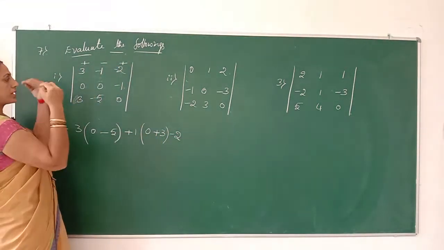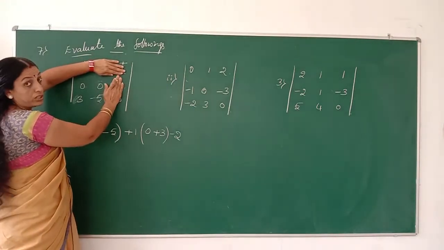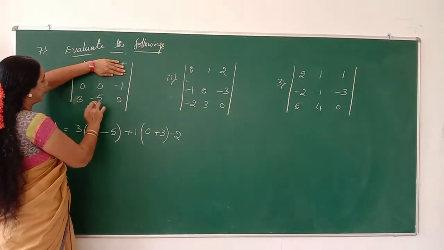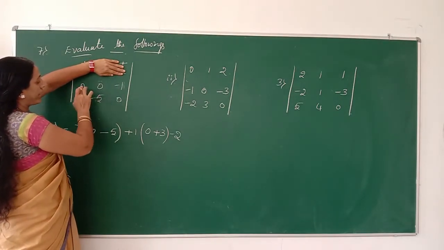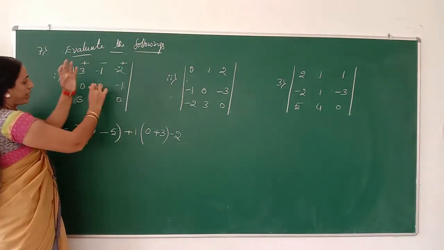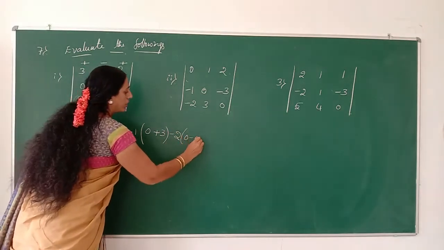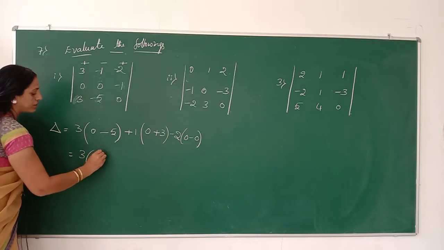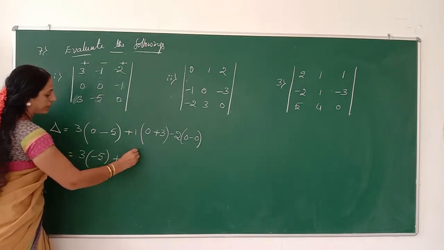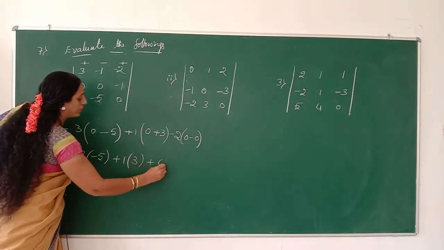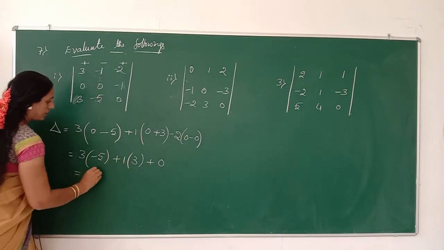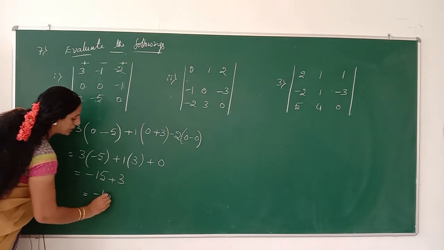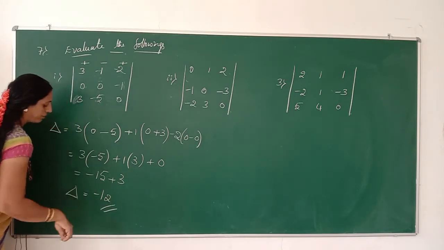So minus 2 is an element of the first row, third column, and again these get neglected and the remaining element is the product of left diagonal, 0, and right diagonal, also 0. 0 minus 0 gets simplified. 3 of 0 minus 5 is minus 5, plus 1 into 3, plus 2 into 0. That is minus 15 plus 3. It will be equal to minus 12. That is the value of the first determinant.